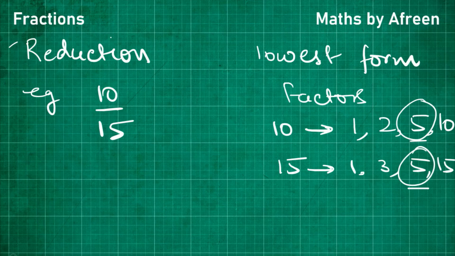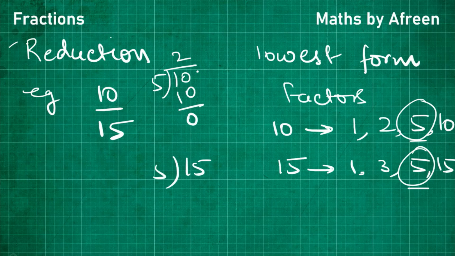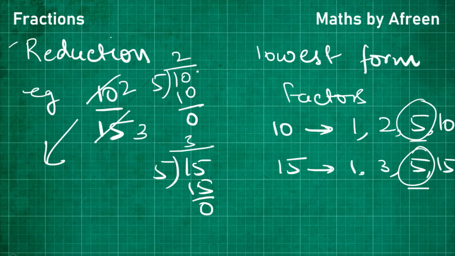So now we will divide 10 and 15 by 5 only. As 5 ones are 5, 5 twos are 10, so this will be 10, and 5 ones are 5, 5 twos are 10 and 5 threes are 15. So it will be like this. Now we will cut this numerator and write 2 and cut this denominator and write 3. So we will get the lowest form of 10 by 15 as 2 by 3.